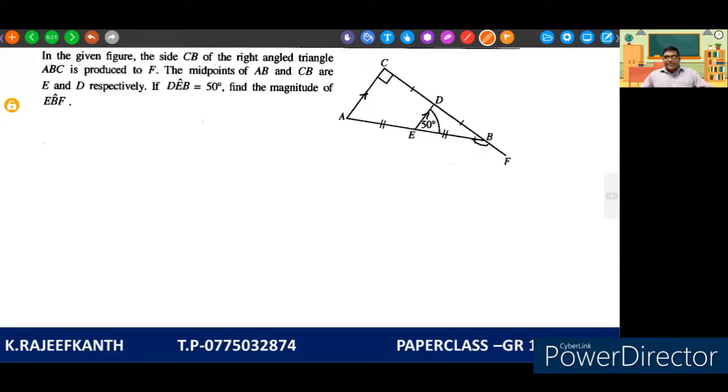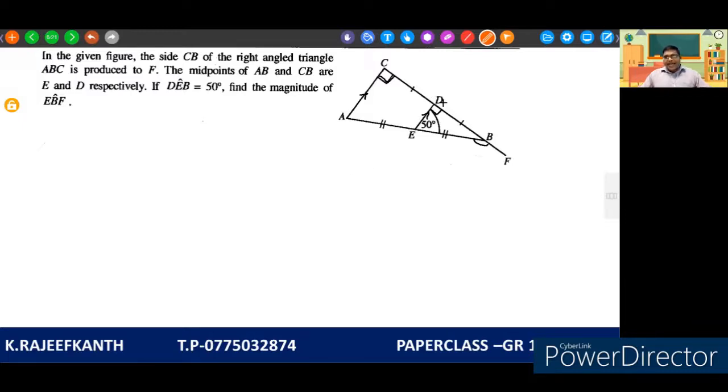Now, we have to find the exterior angle, right? So here, if it is 90 degrees, this angle is also 90, because these two are corresponding angles, and corresponding angles are equal when these two lines are parallel. So these corresponding angles are equal, then angle EDB is equal to 90 degrees.